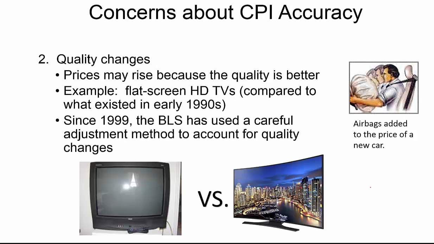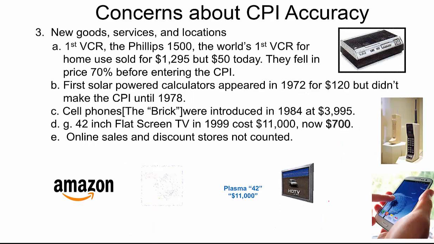Number 2, we have quality changes. Sometimes things cost more because they're better, not because of inflation. So the Consumer Price Index doesn't take that into account. Now typically, things through technological advances will become less expensive, and then they don't actually cost more. However, if you look at airbags, for example, they did add to the price of cars. So cars became more expensive. Did they become more expensive because of inflation or because the quality changed? So the CPI doesn't consider that. And then number 3, new goods, new services, and new locations. New goods are not brought into the CPI until they've been established.